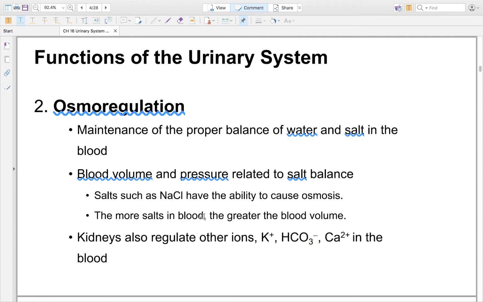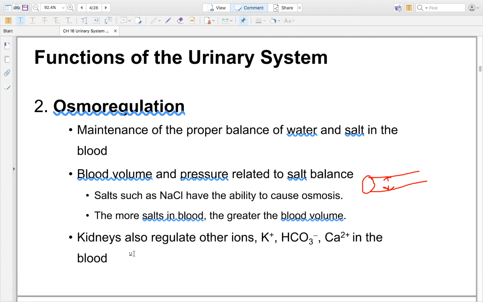The more salt is in the blood, the greater the volume, and the greater the volume is, it means the greater the blood pressure. Now you have to imagine your blood is inside of your veins and arteries, okay? Once you increase the volume, you're going to start exerting pressure on the walls of the veins and arteries, okay? So this is a huge job, and it's important in keeping you healthy and alive.